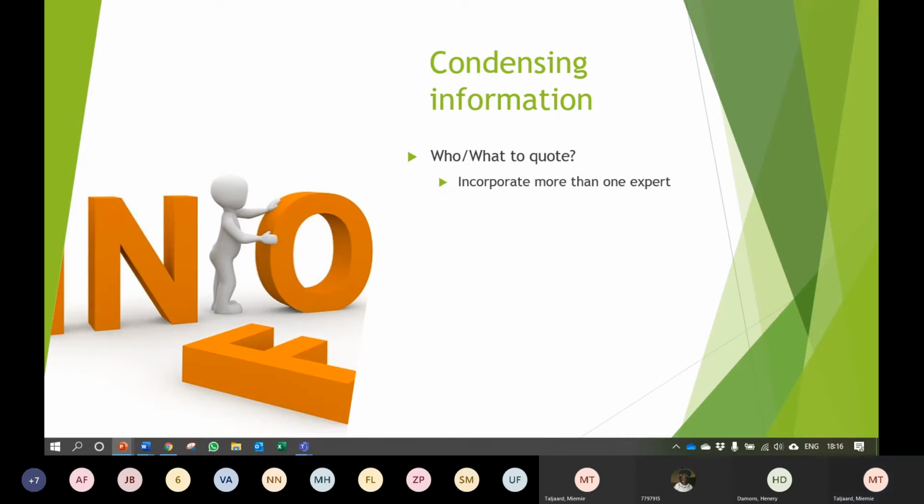So when you use the words, and often the words are so well spoken that it's difficult to paraphrase, then you need to put in quotation marks. But you can incorporate more than one expert in your quotation. If people agree, you don't have to quote all of them. You choose the most important one, and then you can indicate if any other research has supported that. And I'll show you now how you can actually incorporate more than one expert.